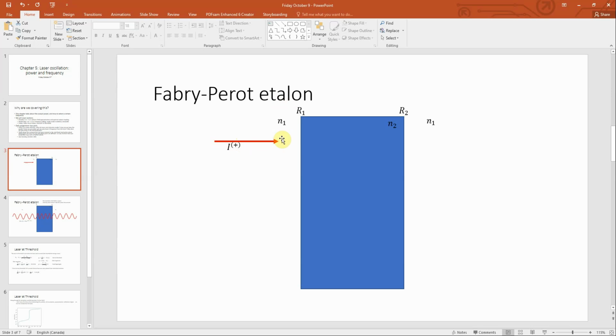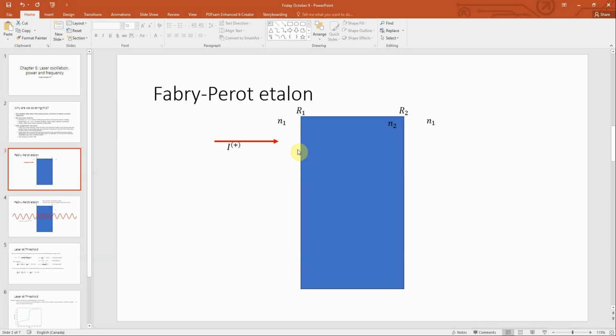So what you can have is, if this is just a piece of glass, then R1, the reflection coefficient of this glass, is going to be something like 4%. And then again, you'll have this back reflection here. The back reflection coefficient will be again about 4%. And you get a stream of photons coming in and hitting this glass.